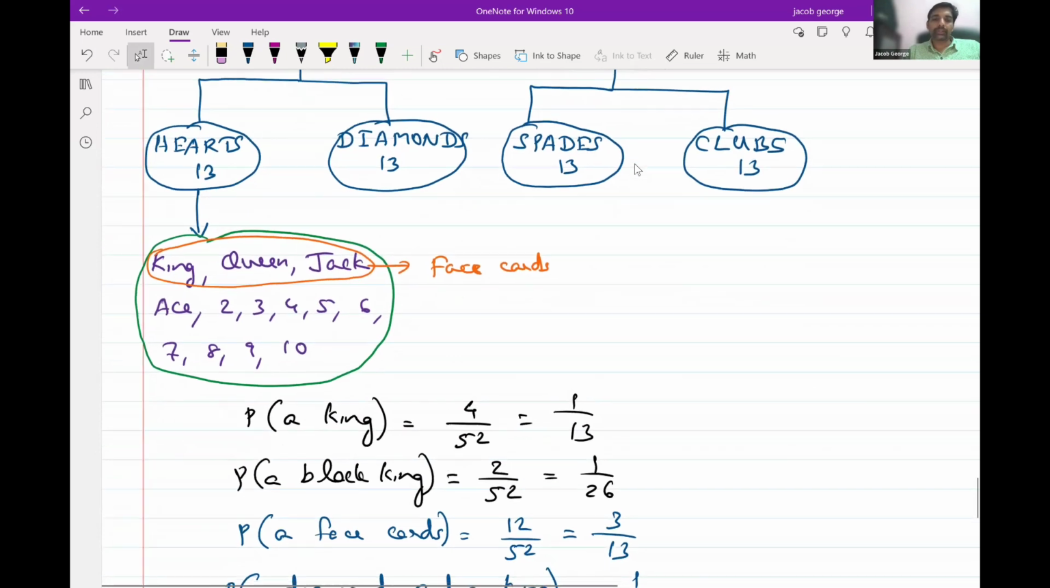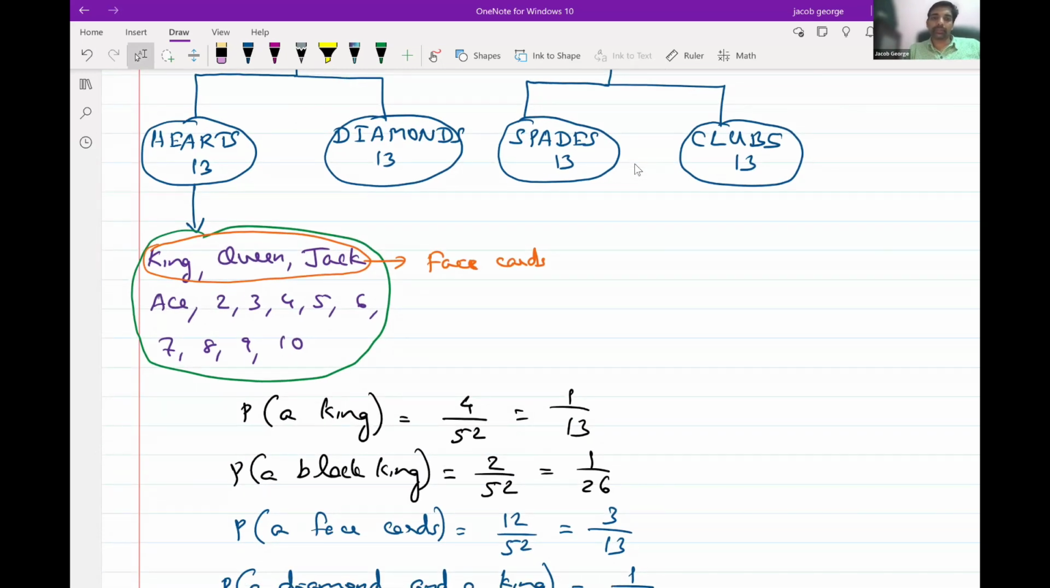Ace is not a face card. Face means there are pictures on the cards, that is king, queen, and jack.